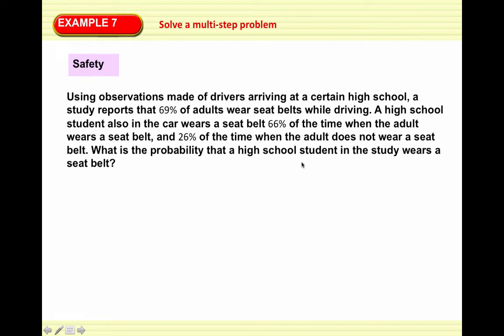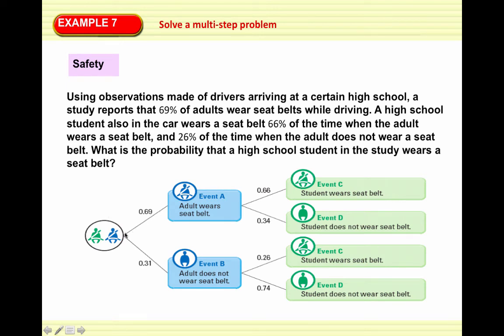Let's go ahead and make a tree diagram. We did that before when we were counting. This time we're going to include probabilities. So in a car, either the adult has on a seatbelt or the adult doesn't. If the probability is 0.69 that an adult has the seatbelt, which is equivalent to 69%, then the probability an adult does not have on a seatbelt is going to be 1 minus 0.69, which is 0.31. And you want to fill that in. So the first thing that occurs is either the adult has a seatbelt on or the adult doesn't. Notice that those add up to 1.